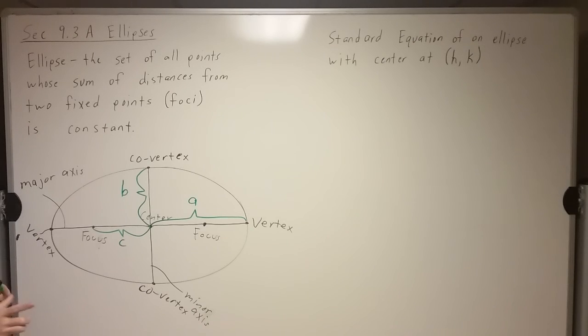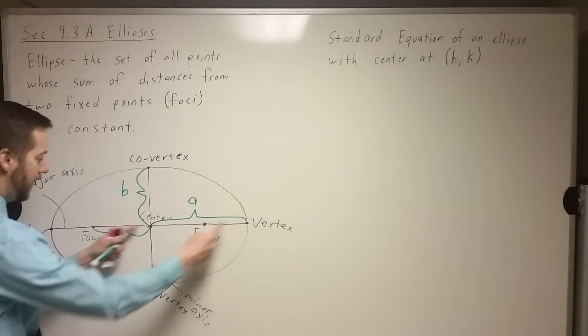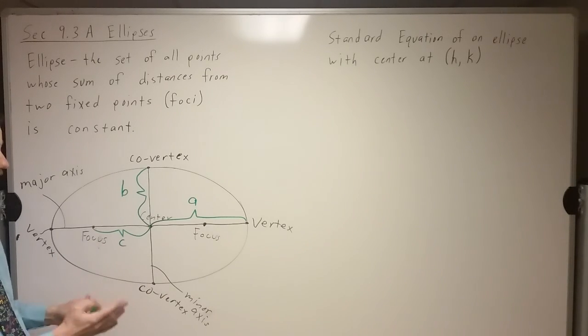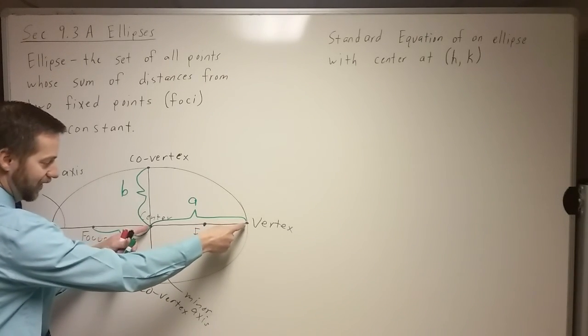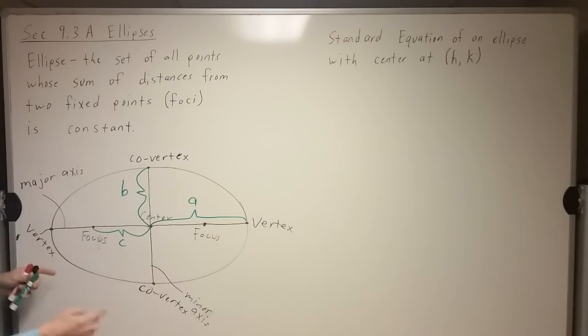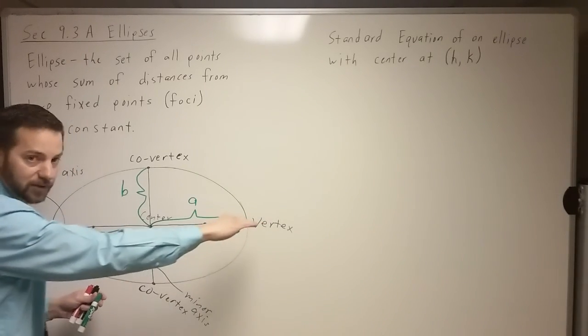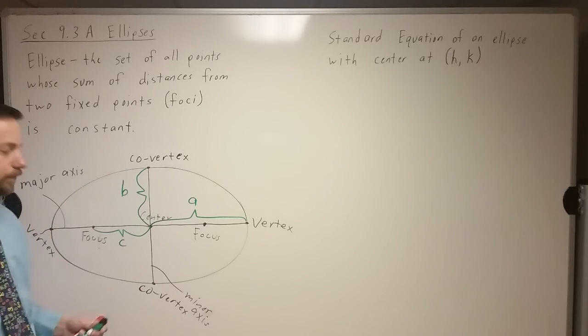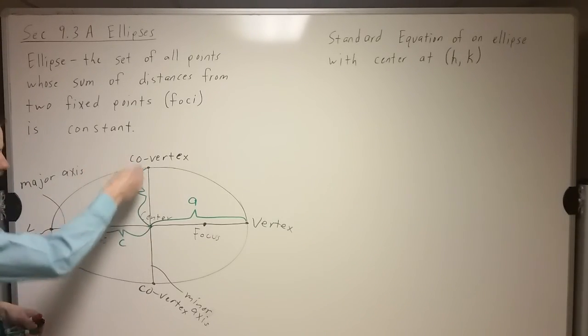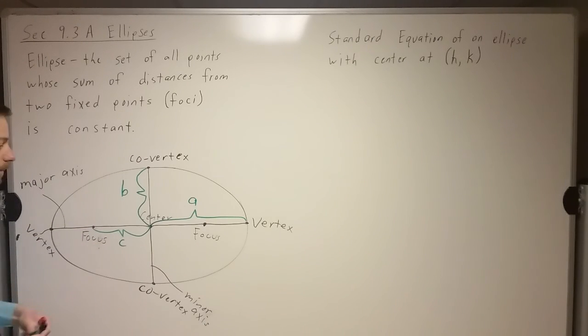Now something to note here, I'm calling this one A, but this is also A. Remember, an ellipse is completely symmetric, and so if I say distance from center to vertex is A, that means it's A here and A here, which means the length of the major axis is actually 2A. The length of the minor axis, you have B here, so the length of the minor axis is actually 2B. All right, so there's our terminology we need to get down.